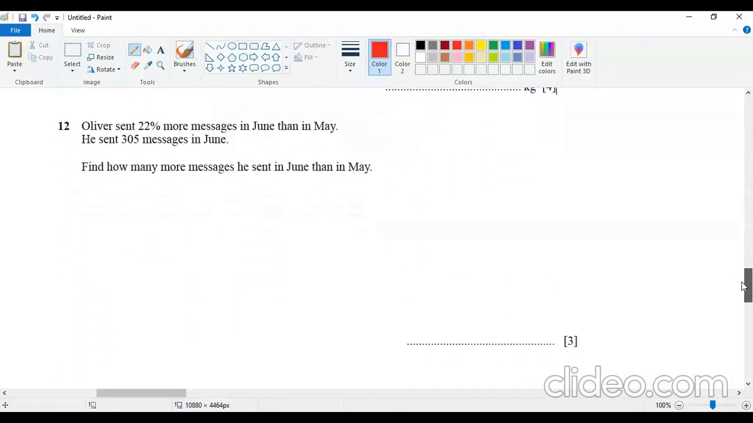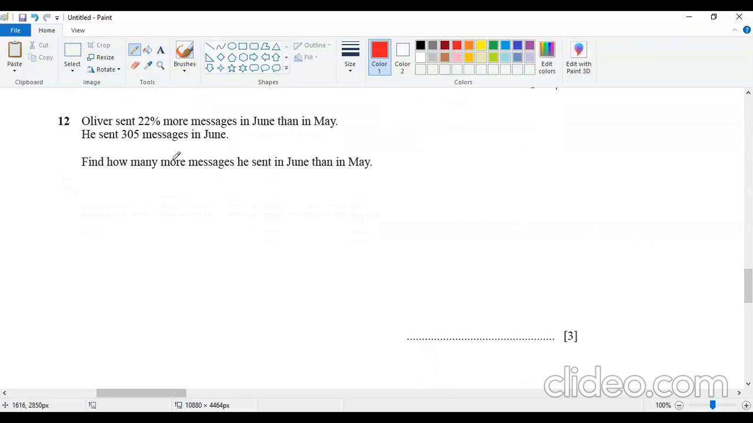Now comes question number 12. It says Oliver sent 22% more messages in June than in May. So we have no idea how many messages are sent in the month of May. So we consider the messages of May equals x, which is 100%. Now it is increased 22% in the month of June.